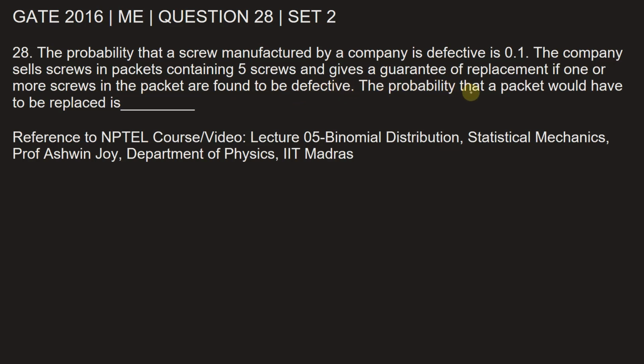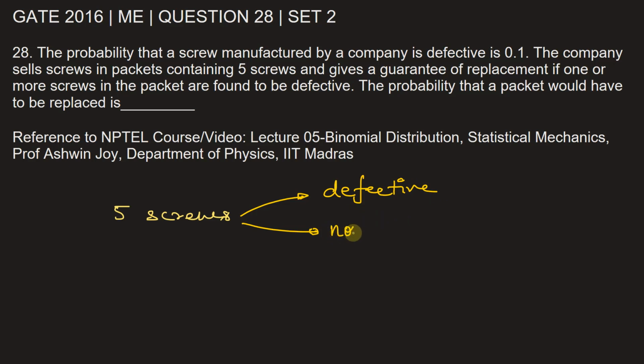The probability that a packet would have to be replaced is, so if a packet contains 5 screws, then there is a chance that among these 5 screws, either it can be defective or it is not defective. So let's write non-defective screws.